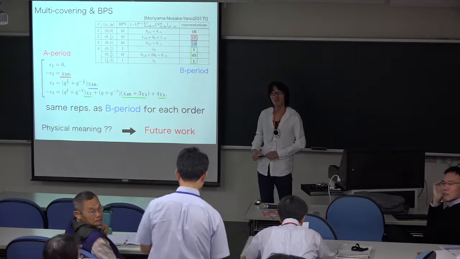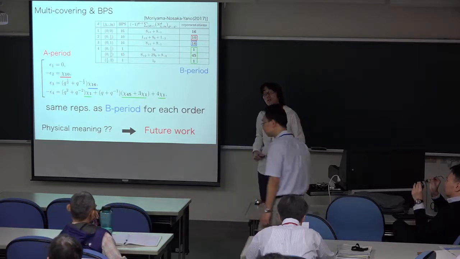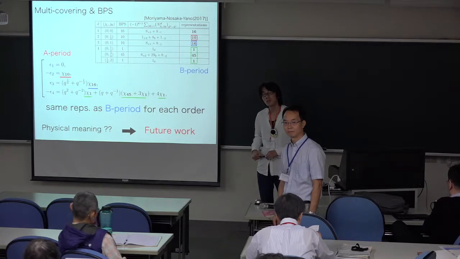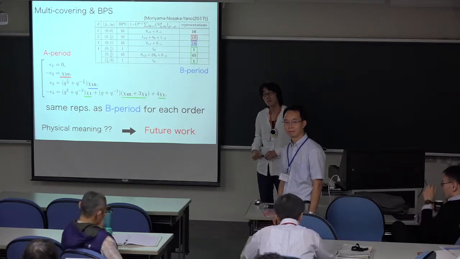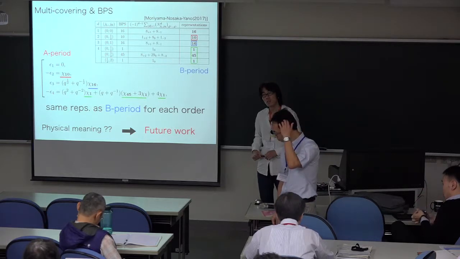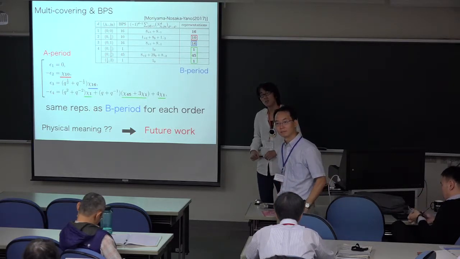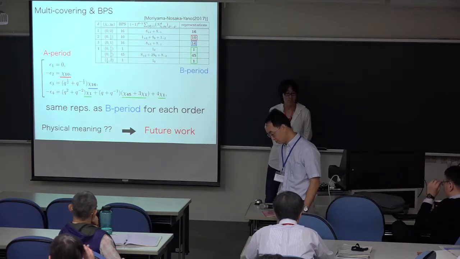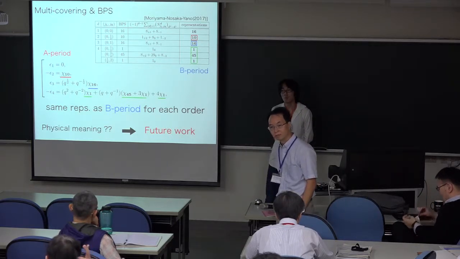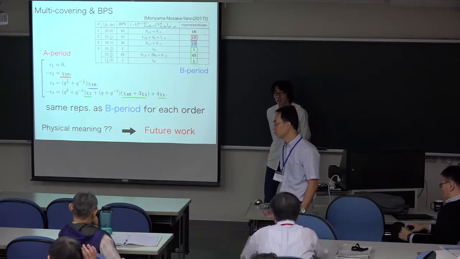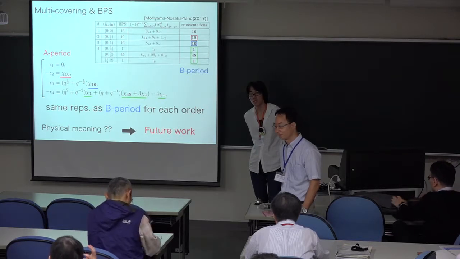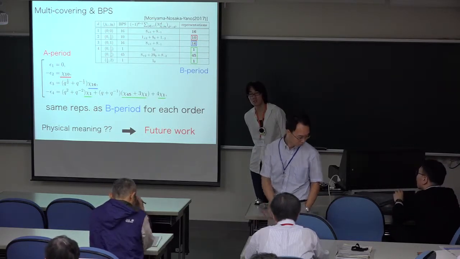I think for generic values, we have the usual multiple covering problem for the topological string, or the open string multiple covering problem. So my question is, why do you emphasize your multiple covering structure? Is it different from the usual multiple covering problem? I don't know what the form of the formula is. So is this formula given by some character or something?